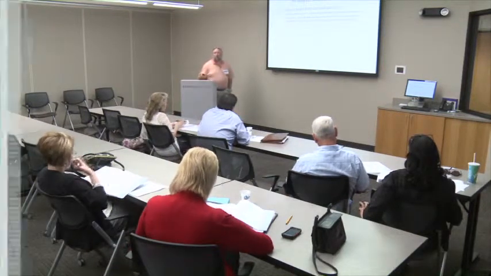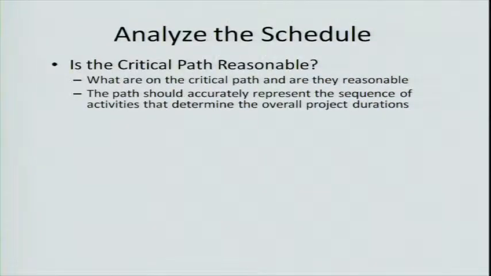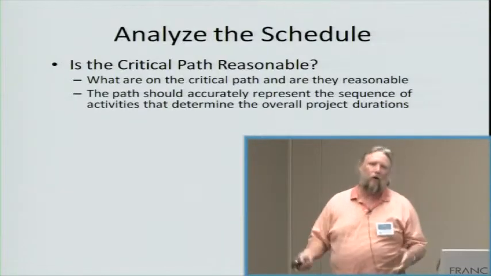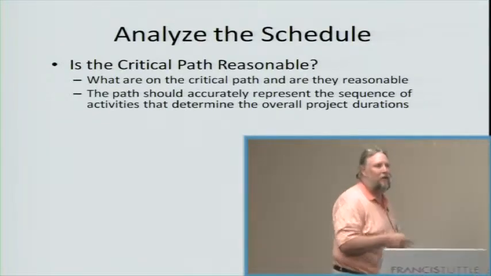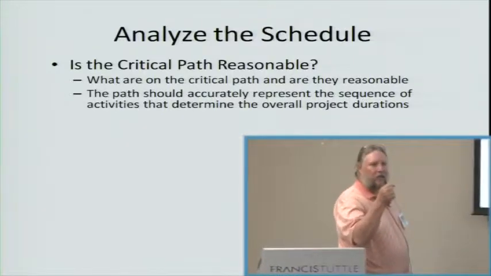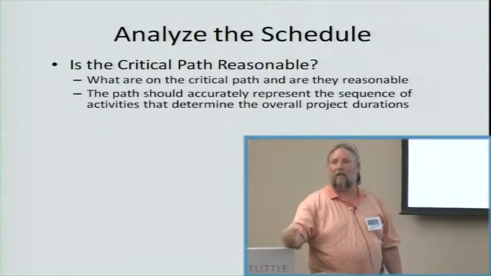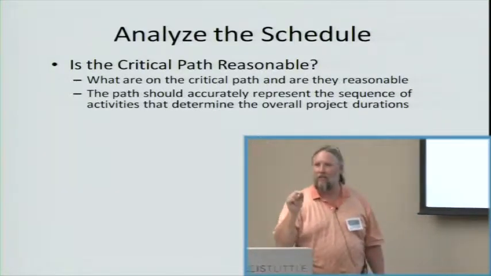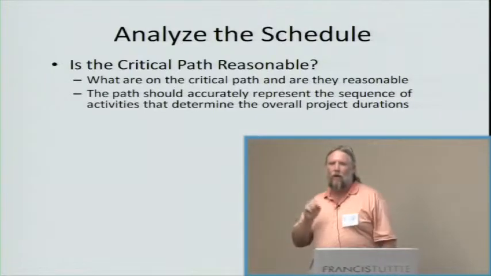Is the critical path reasonable? What is the critical path? Well, that's the path that goes through all the activities that are required to get us from start to finish, that all have zero float. I'm not going to go into the floats and things like that, but essentially it means that if I don't get this done in the right time frame, I'm going to be late. Anything on this critical path, if it doesn't get done when it's supposed to get done, we're behind schedule automatically.